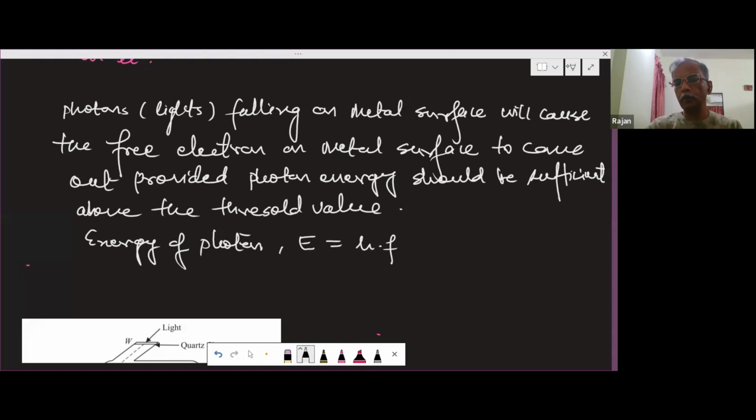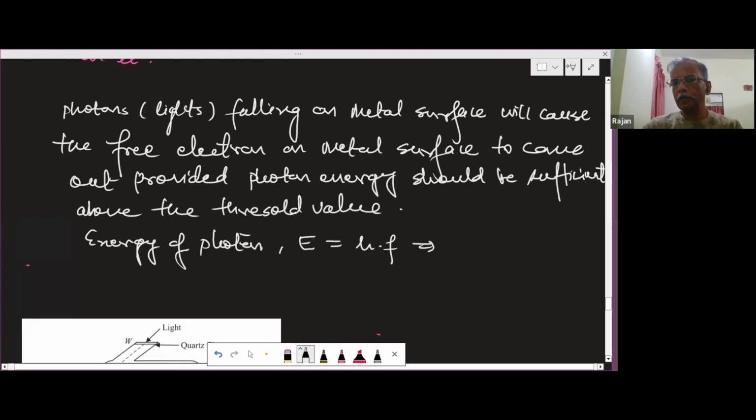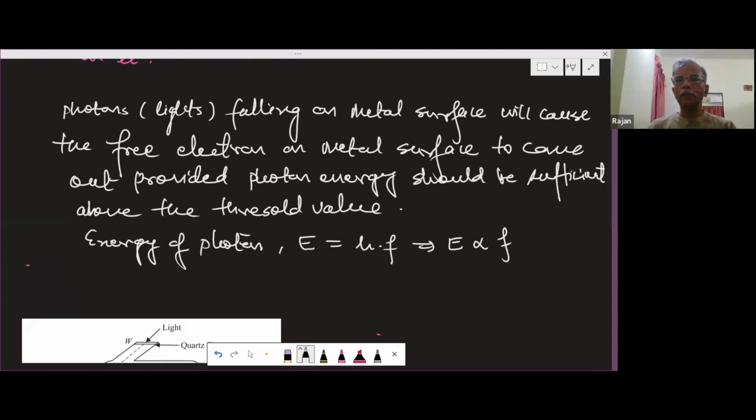In the entire atomic physics, it will be used. The value is fixed. Now hf. So h value is fixed, so E will be directly proportional to f. It means if f increases, your E will increase. So the threshold value is limited to f only. The photons of higher frequency will have higher energy, so they can liberate.